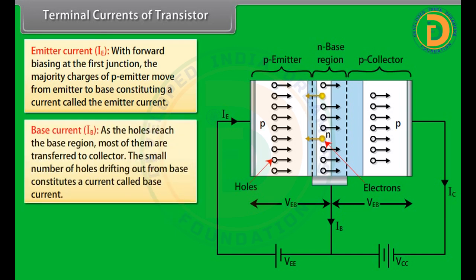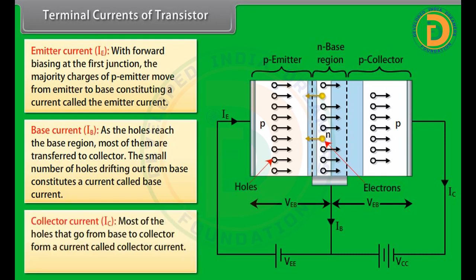Base current, IB. As the holes reach the base region, most of them are transferred to the collector. The small number of holes drifting out from the base constitutes a current called the base current. Collector current, IC. Most of the holes that go from base to collector form a current called the collector current.